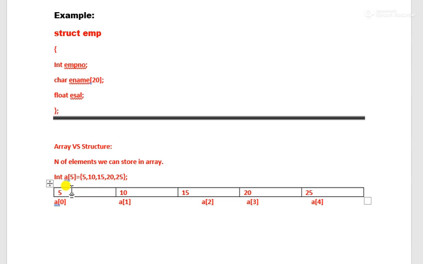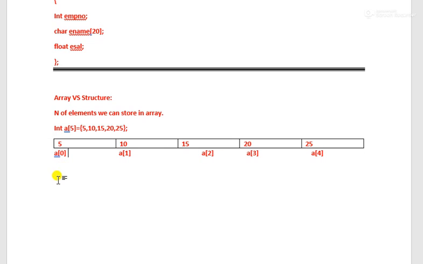We cannot store employee data, student data, or any other kind of different types of data. When we want to store different types of data, in that situation we must go for structure. We cannot use the array concept. Okay, so these are the very basic differences between array and structure. So I'm just giving you a real-life example of structure.